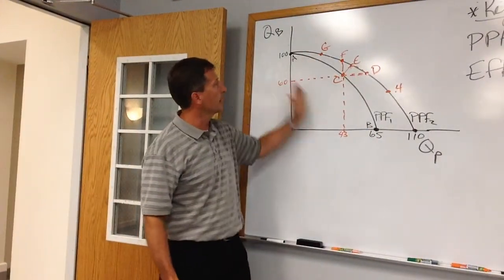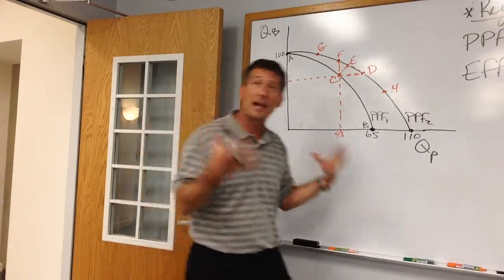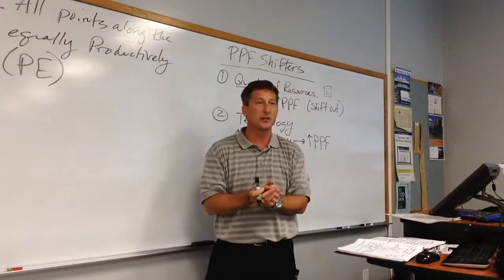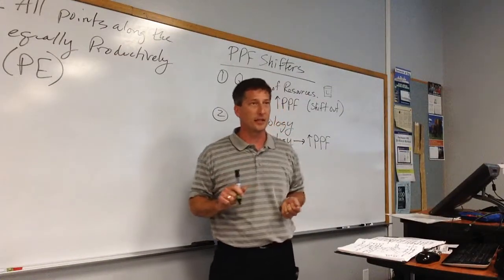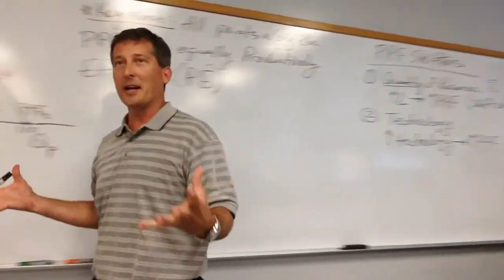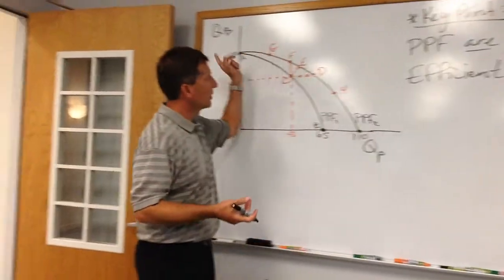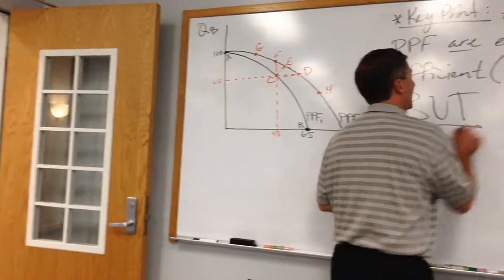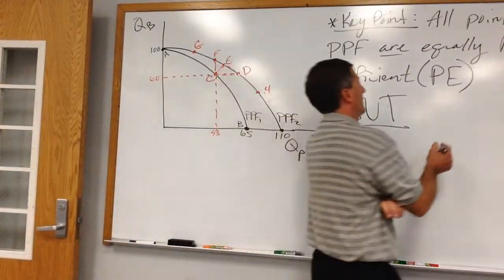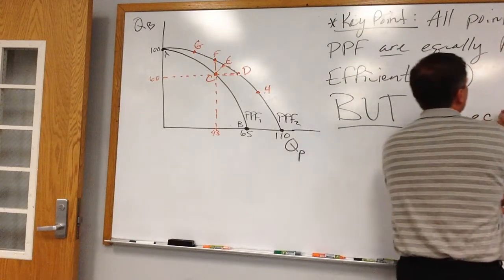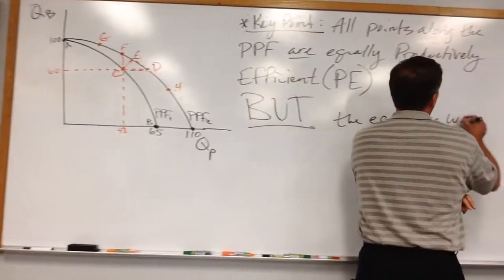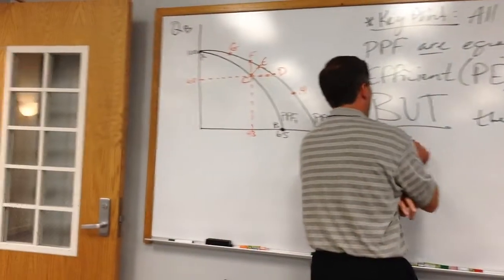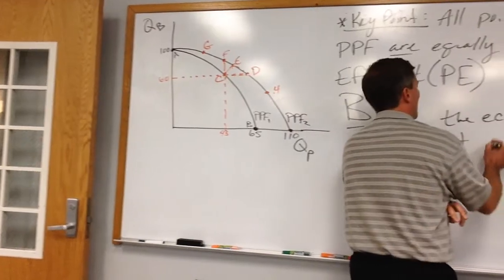So kind of holding one constant, that's the best we can do. It shows the maximum combination of all goods an economy can produce given its available resources and technology. They're all equally productively efficient. Where are we going to be? Ultimately, we're only going to be at one spot. So my big but to this is that the economy will actually only be at one point.